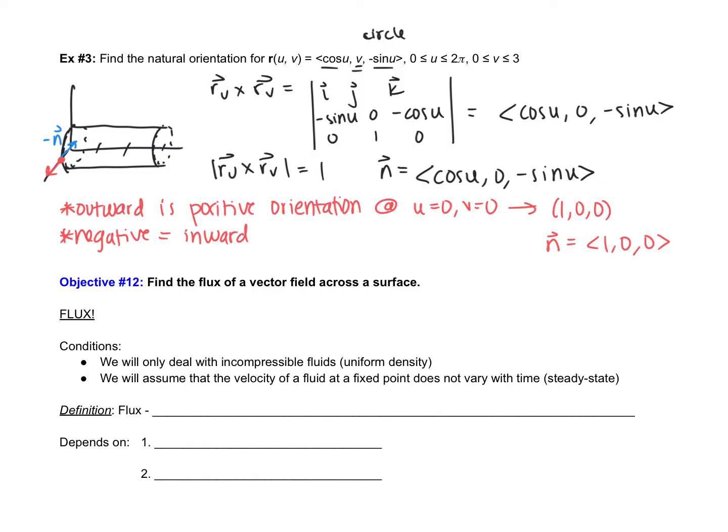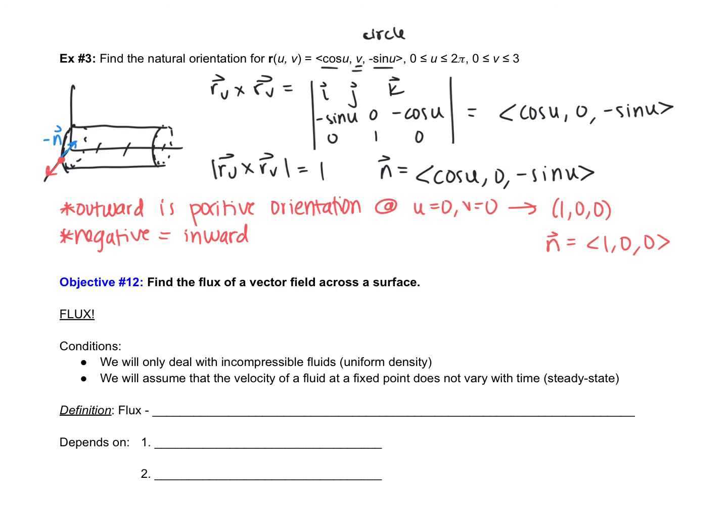So now we can finally talk about what flux is and how we calculate it. There are two basic conditions. The first one is we are only going to deal with incompressible fluids, so fluids that have uniform density. And we are going to assume that the velocity of a fluid at a fixed point does not vary with time. That is called the steady state.